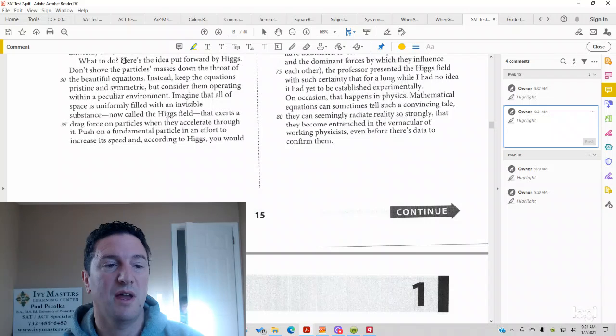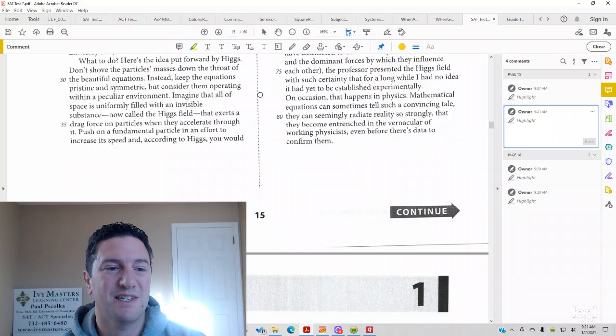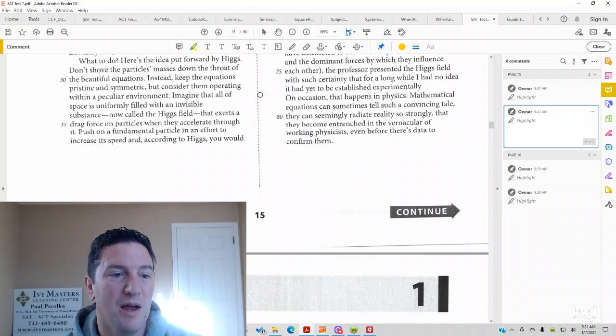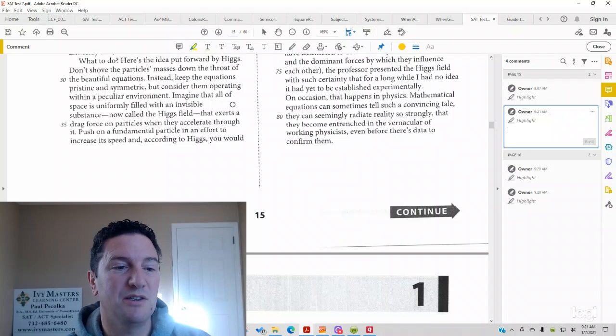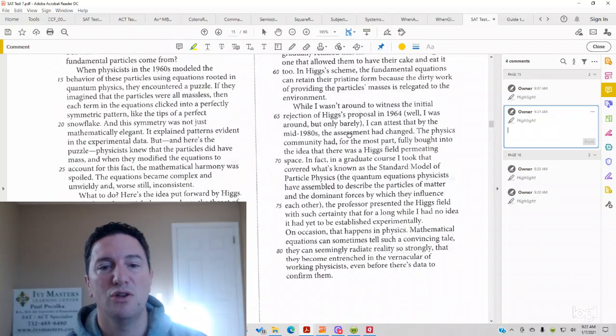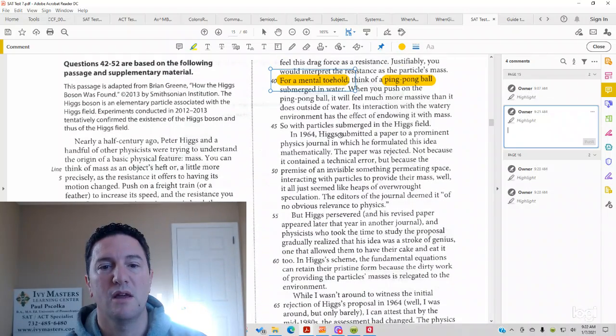So in line 28, here's the idea put forth by Higgs. Don't shove the particles' masses down the throats of the beautiful equations. Instead, keep the equations pristine and symmetric, but consider them operating within a peculiar environment. Imagine that all space is uniformly filled with an invisible substance, now called the Higgs field, that exerts drag force on particles when they accelerate through it. Push on the fundamental particle in an effort to increase its speed, and according to Higgs, you would feel this drag force as resistance.